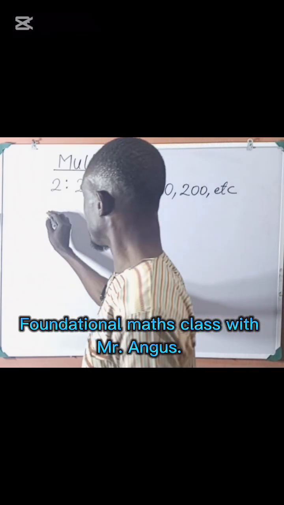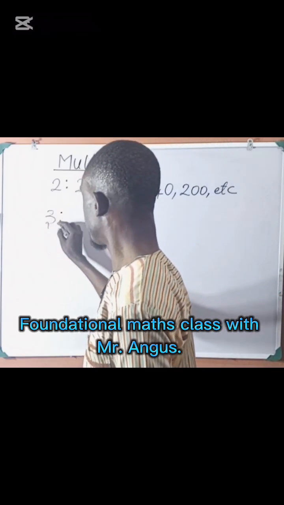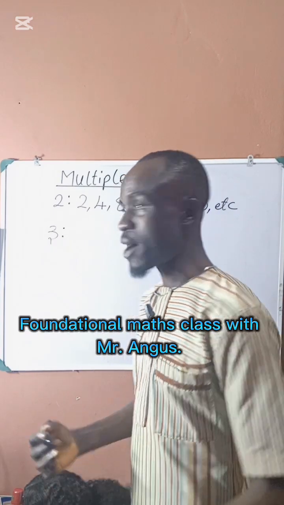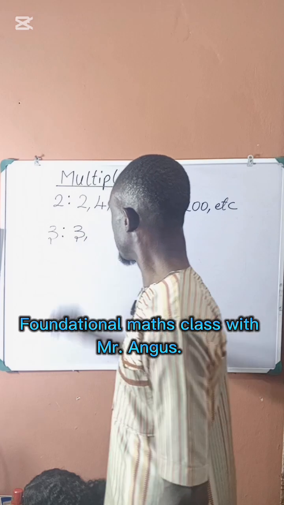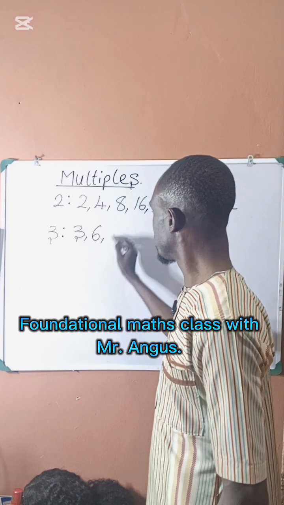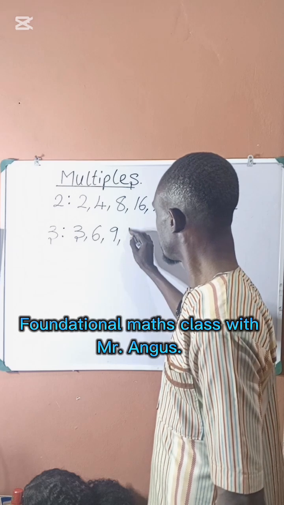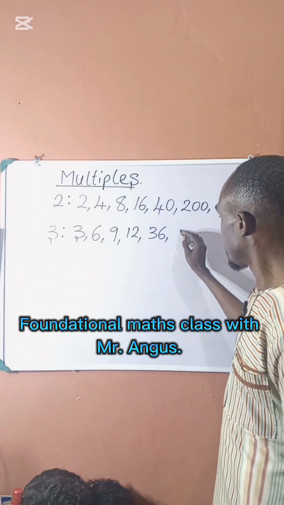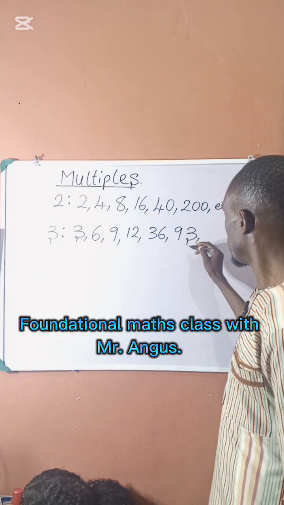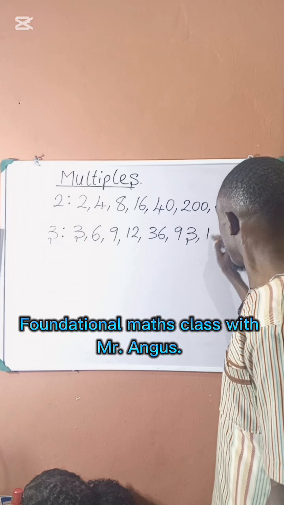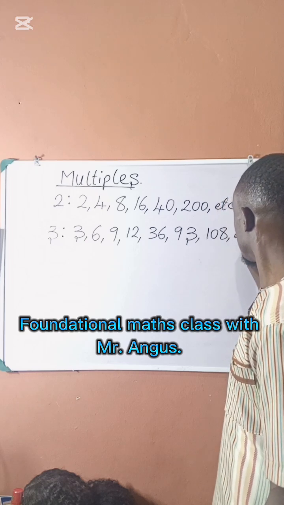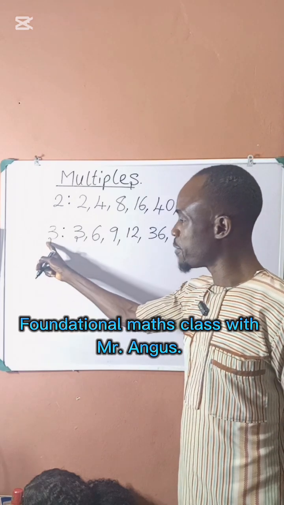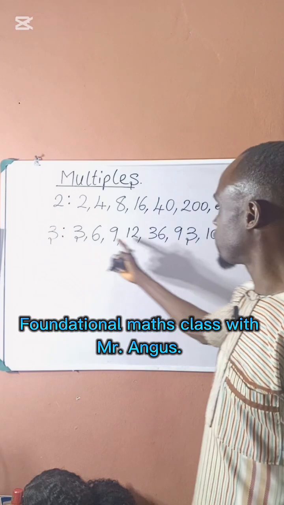Now, I want to give another example. 3. What are the multiples of 3? Multiples of 3 are 3 itself, 6, 9, 12, 36, 93, 108, and so on.